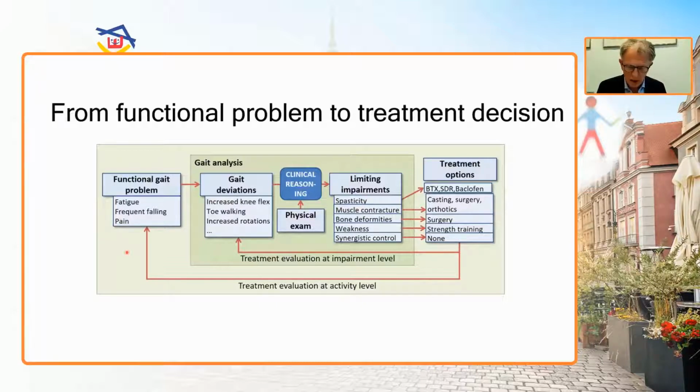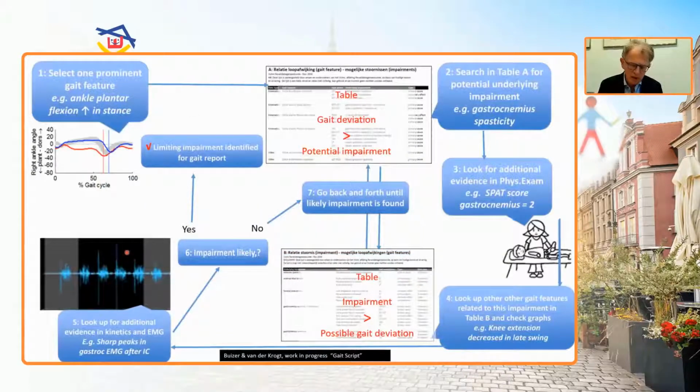My colleagues, Annemieke Buizer and Marjolein van der Krogt, have worked this out because it's a very complex reasoning into something called Gait Script to do some alternative or differential diagnosis kind of exercise, trying to find out, going back and forth between alternative explanations, to identify impairments. This is informed not just by the graphs, so the biomechanical view, but also by the physical examination here on your right-hand side, and by means of the EMGs. And all those should come together like parts of the puzzle to identify the part that isn't fitting, and we should try to come up with an intervention to make it fit better.